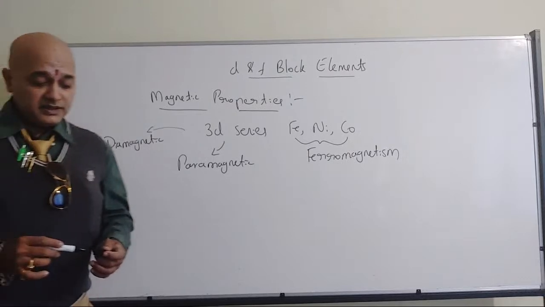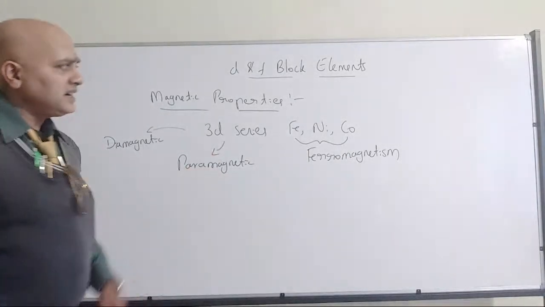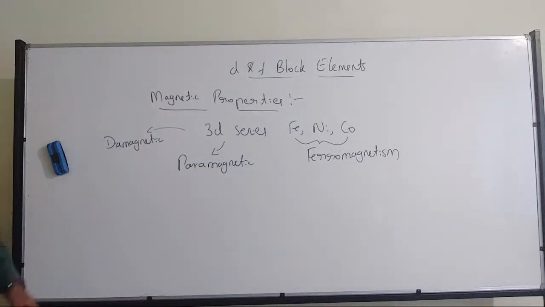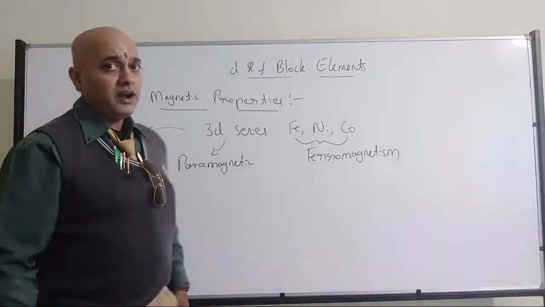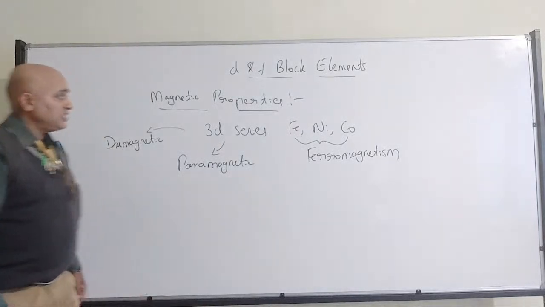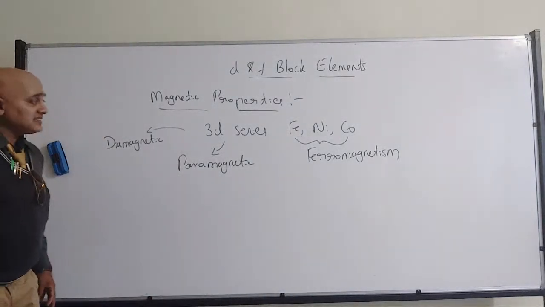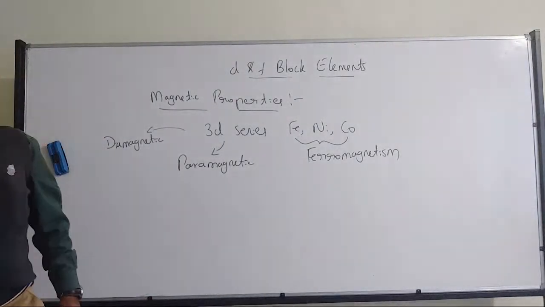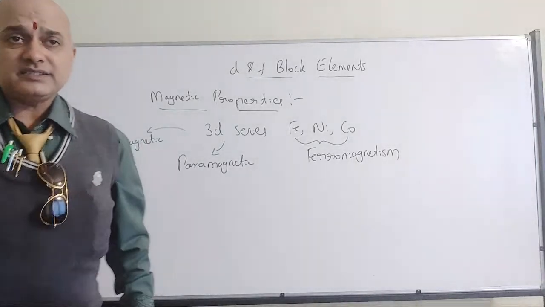We will see. So which are those? Ferromagnetic substances we have already discussed. That is iron, nickel, cobalt. They will be the ones which are ferromagnetic in nature. But when it comes to the 3D series, we have paramagnetic also, diamagnetic also.